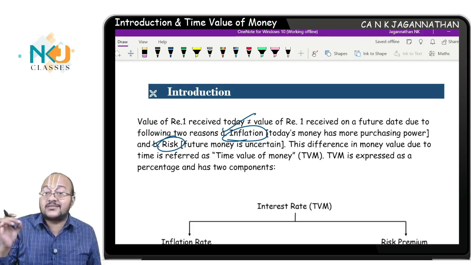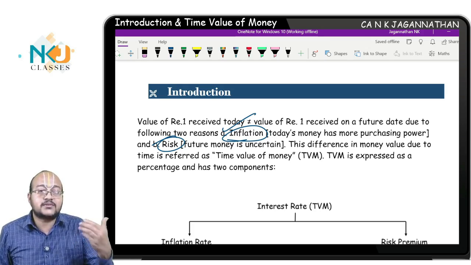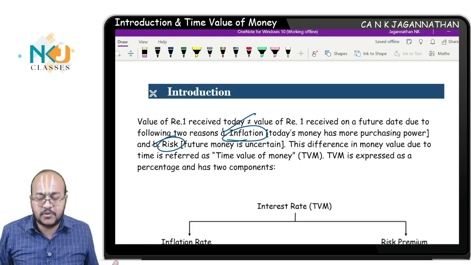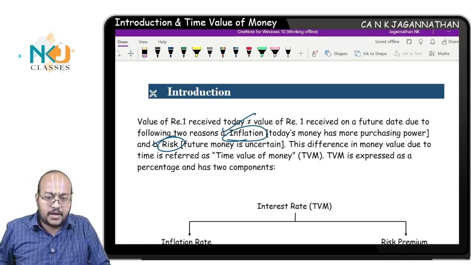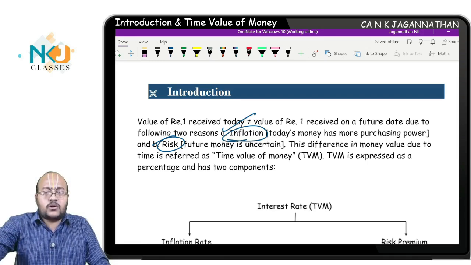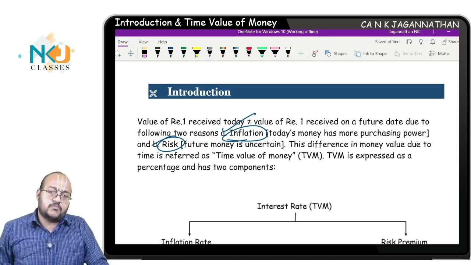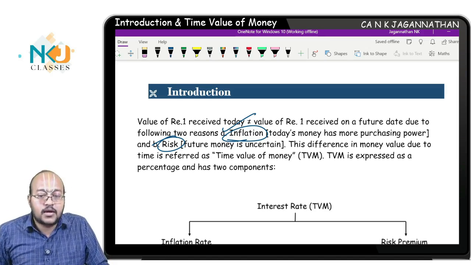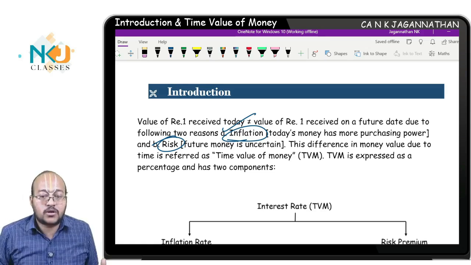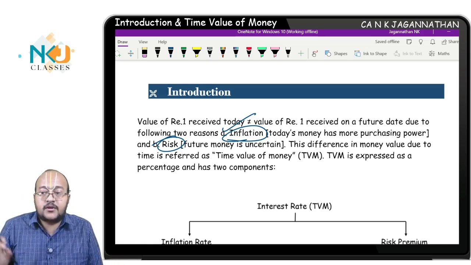The next reason is risk. What is risk actually? Risk arises from the uncertainty of the cash flow. For example, today you are depositing 1 lakh rupees in the bank, or you are lending your friend 1 lakh rupees. Are you confident that next year he will pay you back this 1 lakh for sure, 100%? Not possible, correct? You will not be 100% sure that this amount will get repaid. There will be some default risk.